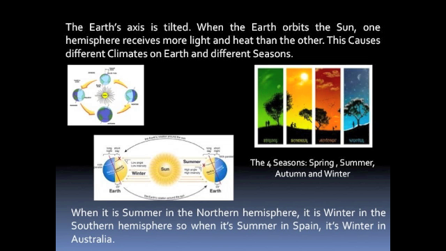The 4 seasons are spring, summer, autumn, and winter. When it is summer in the northern hemisphere, it is winter in the southern hemisphere. So when it is summer in Spain, it is winter in Australia.